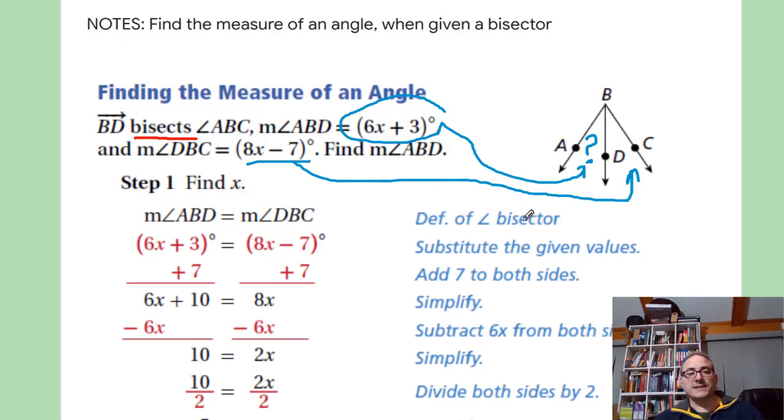Both halves are equal, which means if I know this is 6x plus 3, and I know this is 8x minus 7, then I know that the two things are going to be equal to each other, right? Because they're both halves that just got cut from a whole. They're both equal halves. So I'm going to set this up in an equation. I got 6 times a number I don't know plus 3 is going to equal 8 times that same number I don't know minus 7.